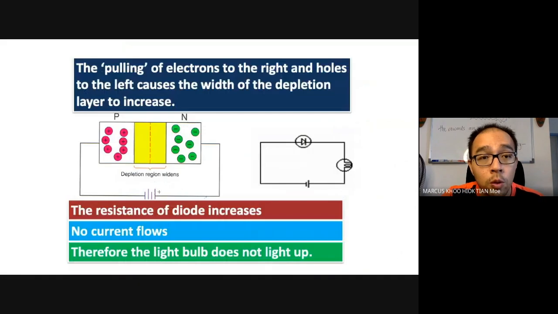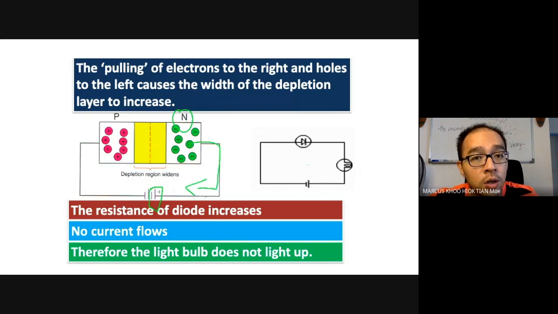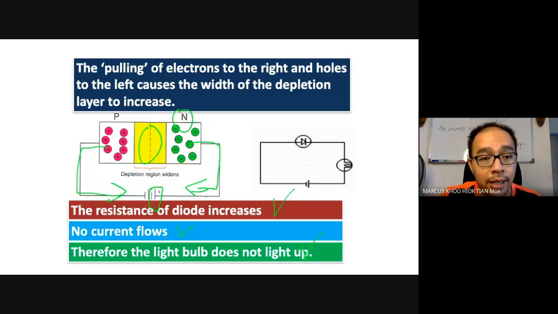So the pool of electrons to the right, in this case, this is reverse bias, right? Because n-type is connected to positive. So the pull of the electrons will cause the width of the depletion layer to increase, as if it is being pulled like this. So that's why the resistance increases, no current flows, the light bulb does not light up.